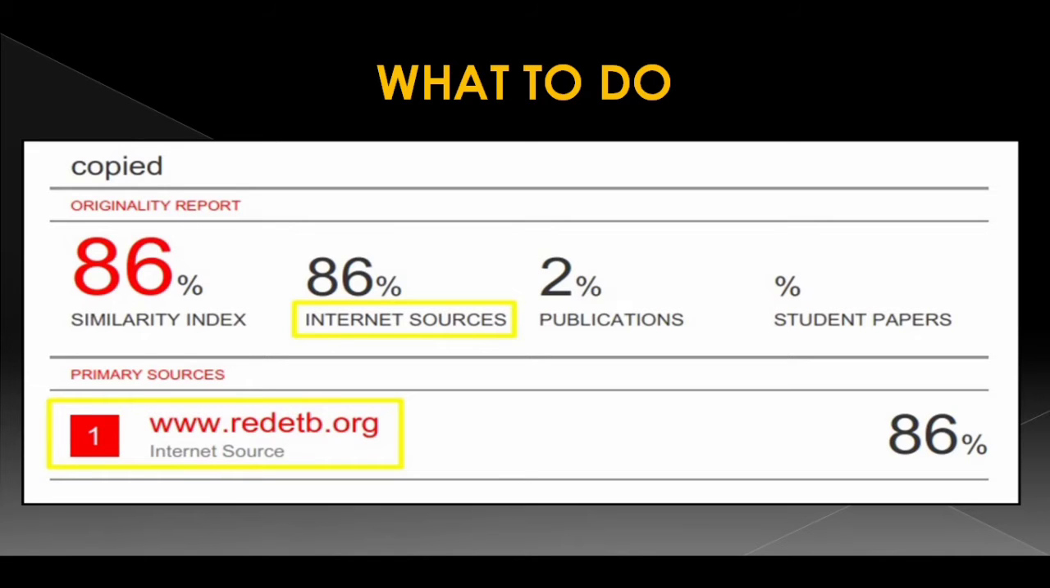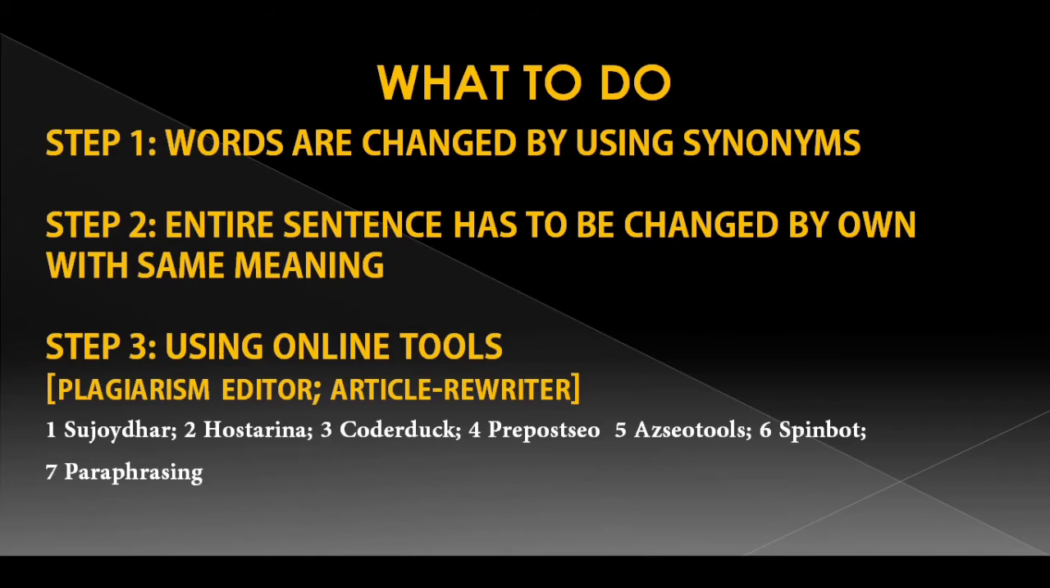Okay, now how can I rewrite or edit the copied content? To edit or rewrite the copied content, you have to follow these three steps. Step 1, words are changed by using synonyms. Step 2, the entire sentence has to be changed on your own with the same meaning. Step 3, using online tools. These are called plagiarism editors or article rewriters.